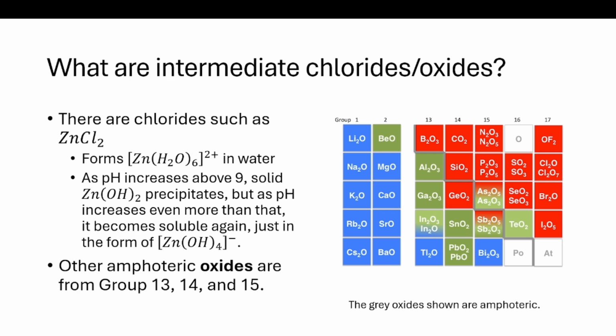And there are also other amphoteric oxides that come from groups 13, 14, and 15. This image I took from Wikipedia, but you can see all these grayish oxides, which are actually green, but pretty much grayish, those are shown as amphoteric. So something such as aluminium oxide.